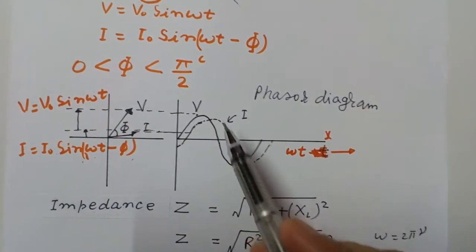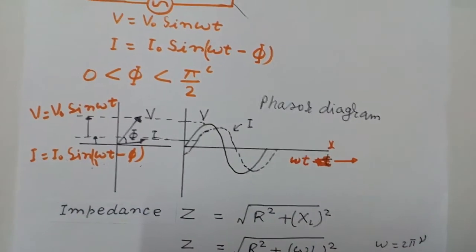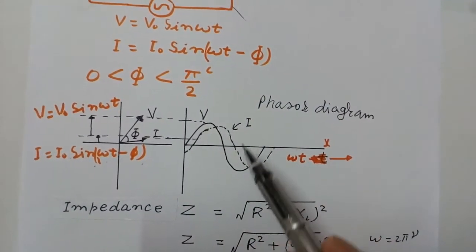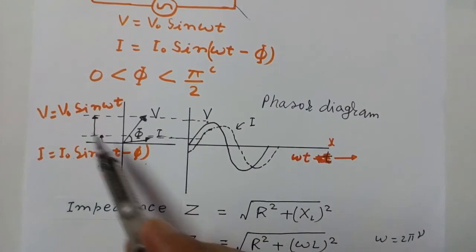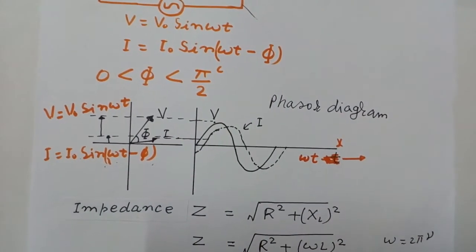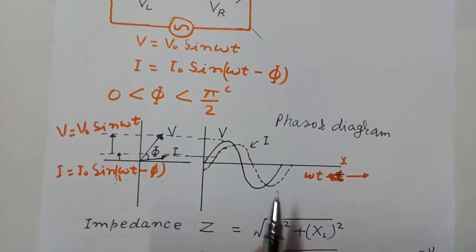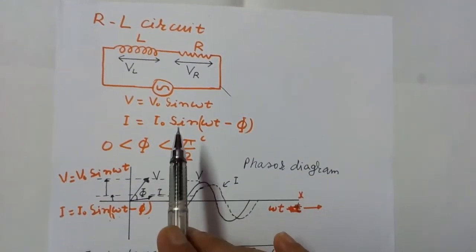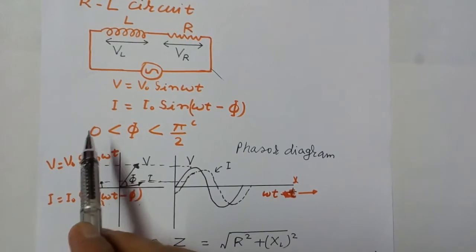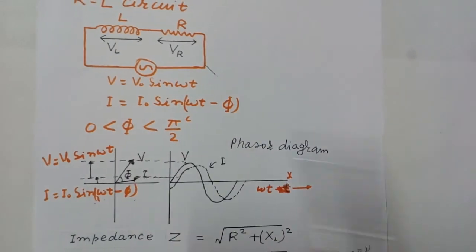This is graph between omega t and voltage. Since current lags behind the voltage by phi, this is current. This is phasor diagram. We know that phasor is a vector which rotates about origin with angular frequency omega. V and I are not vectors, they are scalars. So in RL circuit, current lags behind the voltage by phi, where phi is greater than 0 degree and less than pi by 2 radian.